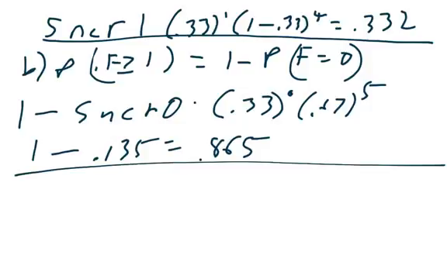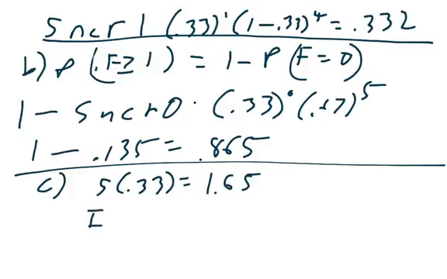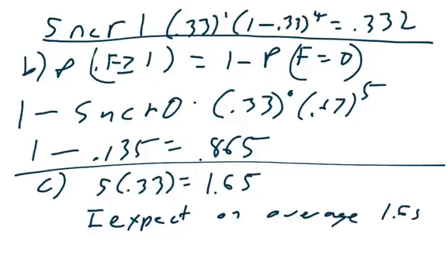In C, we want the expected value, so I'm going to do 5 times 0.33, which is 1.65. I expect on average, if we did a bunch of trials, 1.65 people to be foreign.